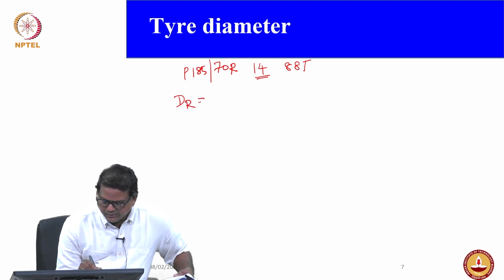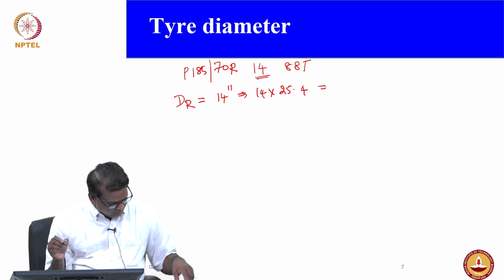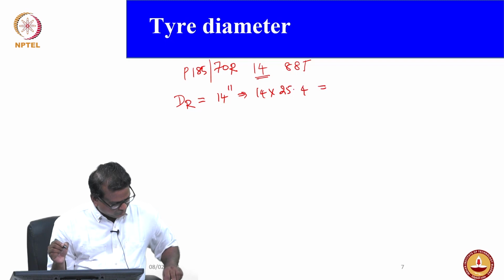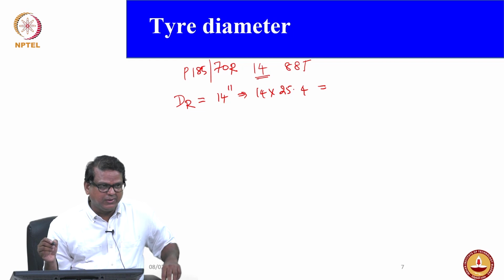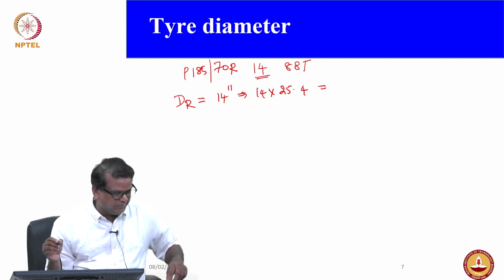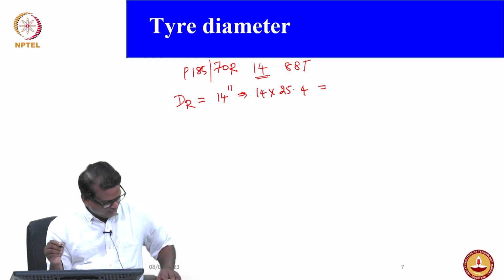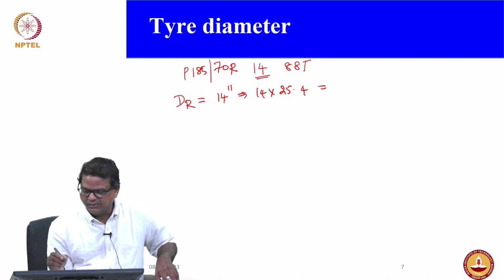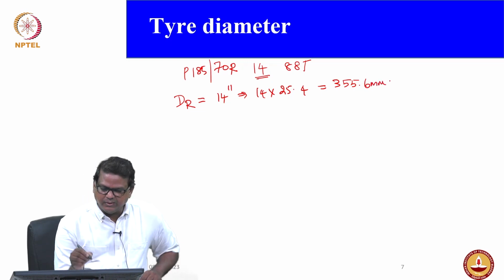We will say D_R is 14 inch. If you multiply 14 into 25.4, you should get some value. That should be how much? 355.6 millimeter.